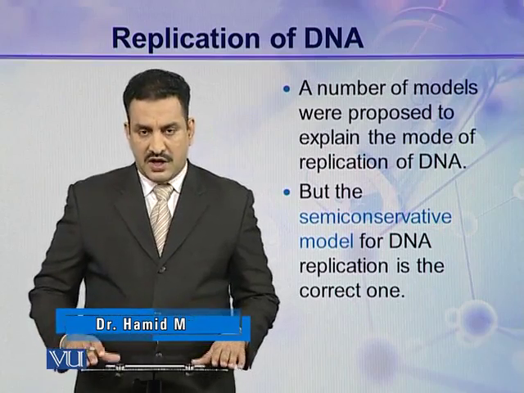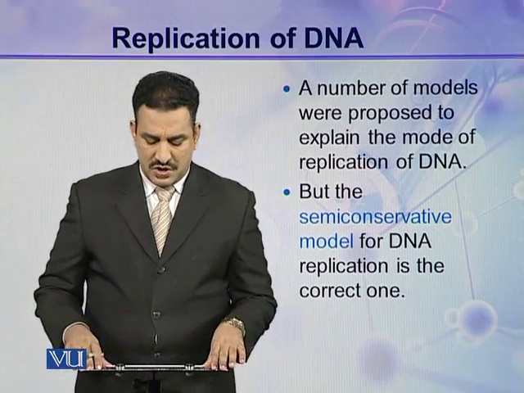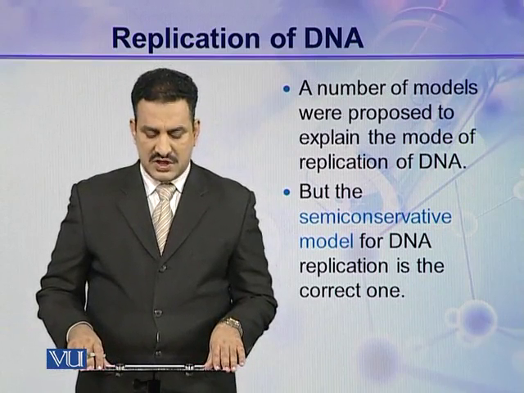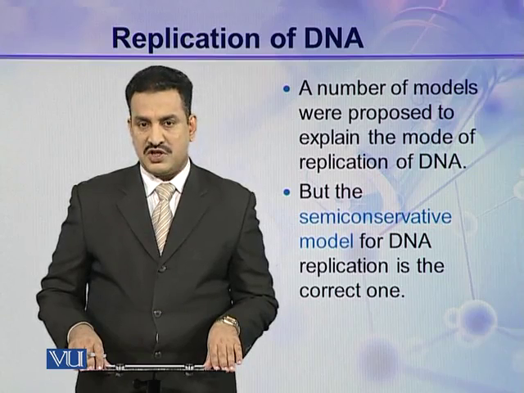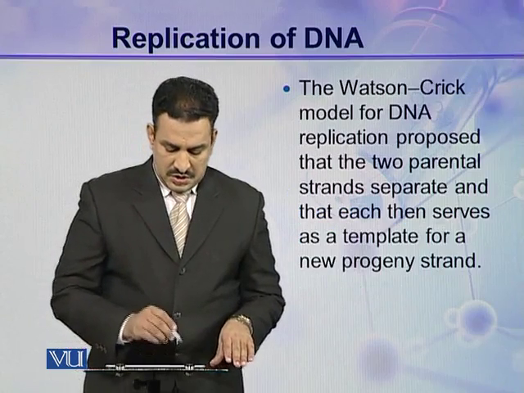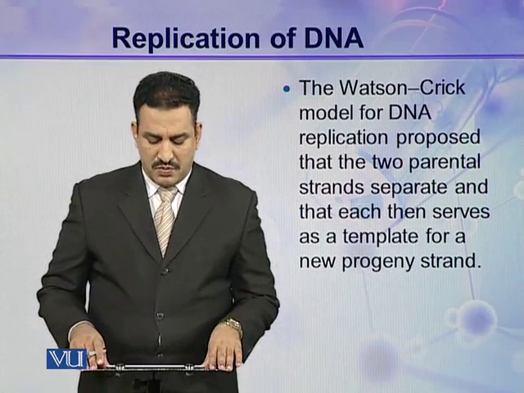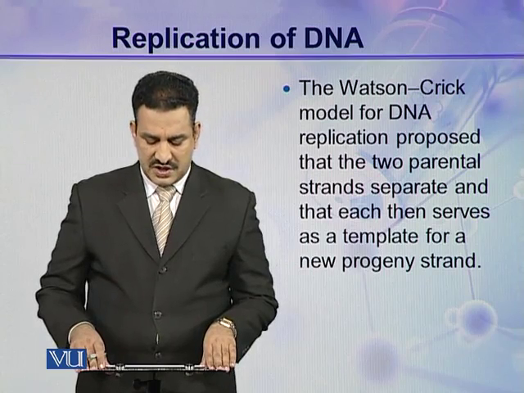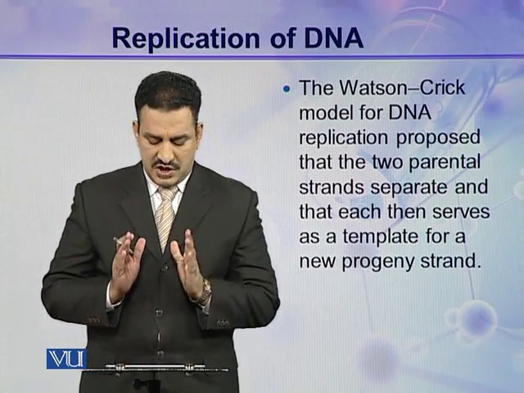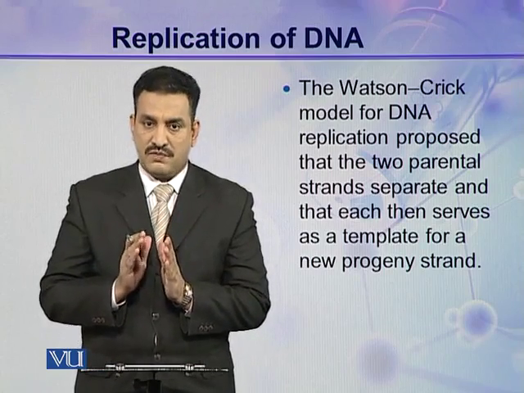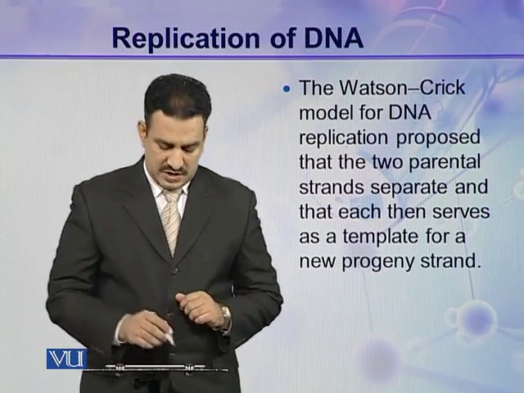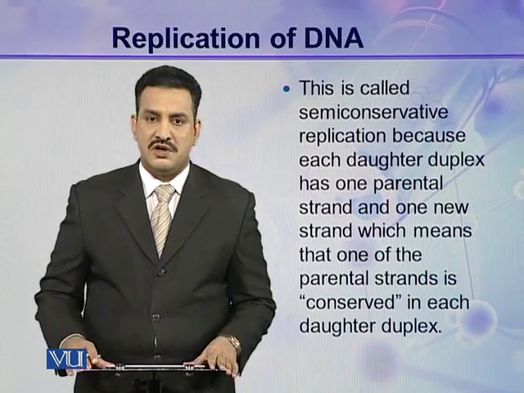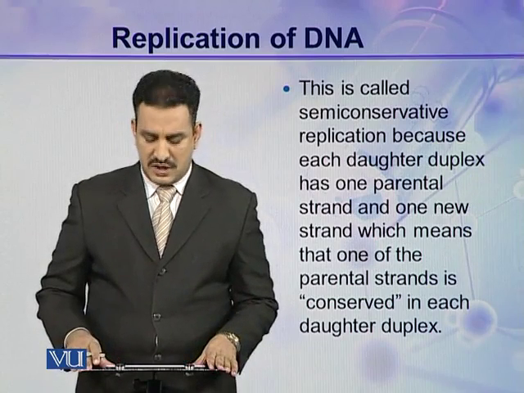strand. A number of models were proposed to explain the mode of replication in DNA. But the semi-conservative model for DNA replication is the correct one. The Watson and Crick model for DNA replication proposed that the two parental strands separate, and then each strand serves as a template for the synthesis of a progeny strand. This was proposed by Watson and Crick when they proposed the DNA model.